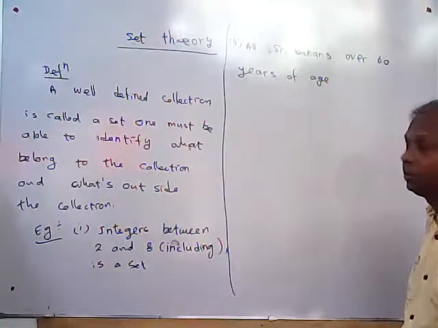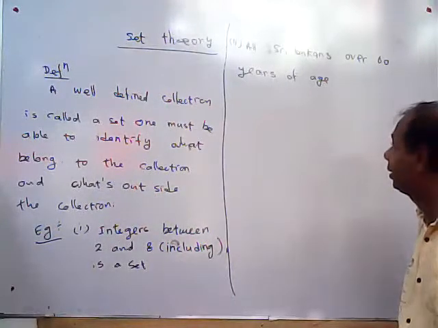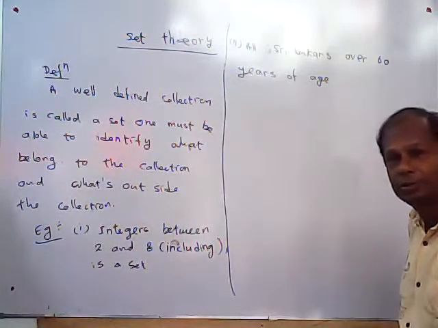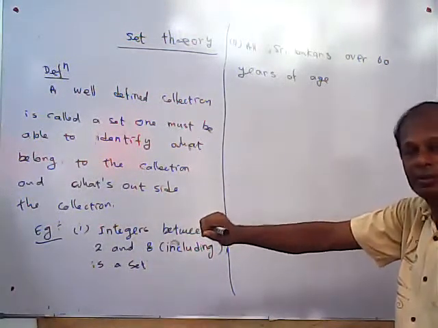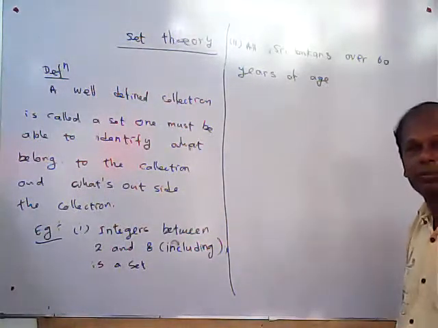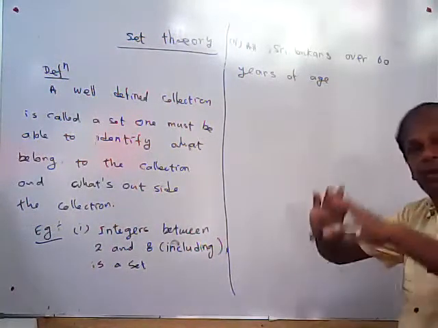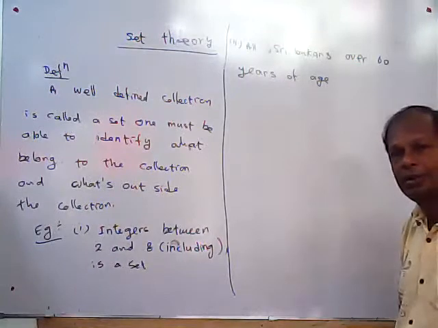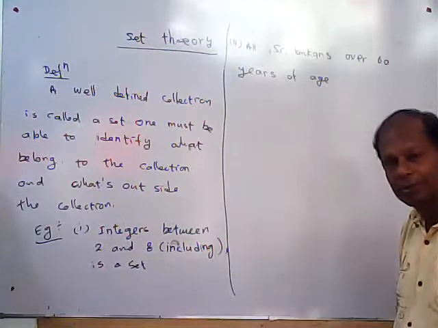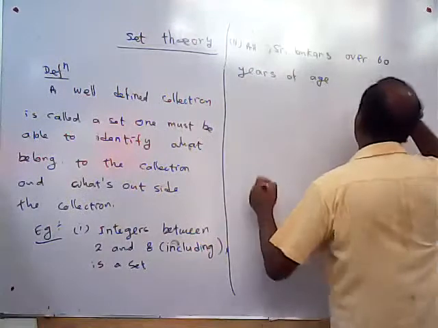Right? So you then further check if the person is over 60 years or not. If over 60 years, you put the person into the collection, the set. If not, then let the person go, right? So you can identify what's inside the collection and what's outside the collection. So it's a well-defined collection. It's a set.